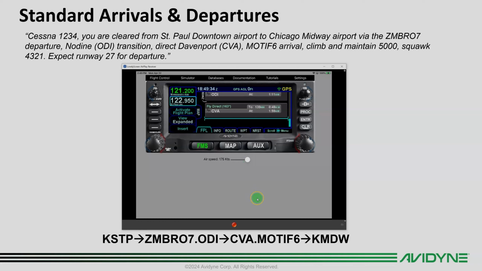So we cannot enter an arrival until we've entered the destination airport first. So let's put in KMDW, which is Chicago Midway.